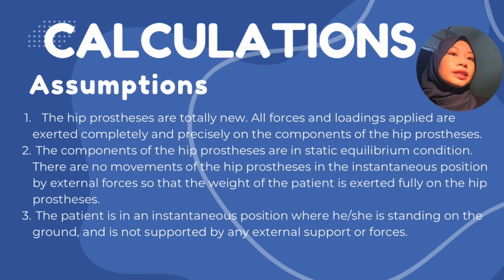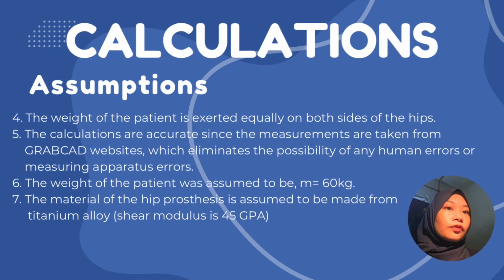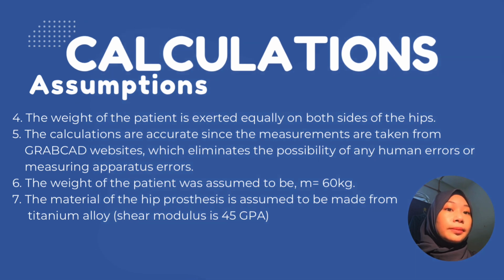And third, the patient is in an instantaneous position where he or she is standing on the ground and is not supported by any external support or forces at all. The fourth assumption is that the weight of the patient is exerted equally on both sides of the hips. The fifth assumption is that the calculations are accurate since the measurements are taken from the GrabCAD website, which eliminates the possibilities of any human error or measuring apparatus error. The next assumptions that were made are that the weight of the patient was assumed to be 60 kg, and we also assumed the material of the hip prosthesis to be made from titanium alloy.